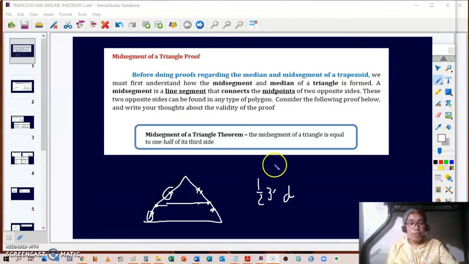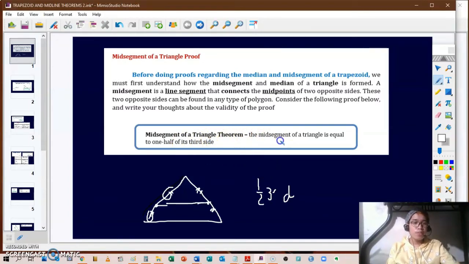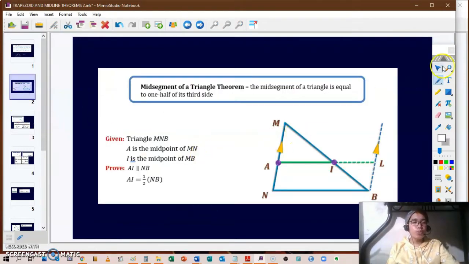Okay, so half of the third side. So that's the mid-segment of a triangle theorem. The mid-segment of a triangle is equal to 1/2 of its third side. So let's try to prove this theorem.